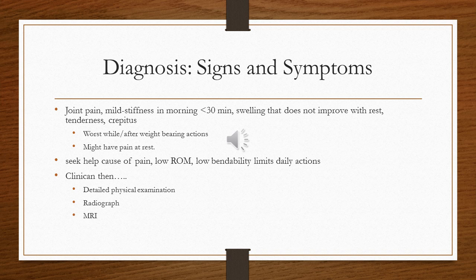Signs and symptoms of knee osteoarthritis include joint pain, mild stiffness, swelling, and tenderness. People usually seek help because of the pain, because of the low range of motion, and because of low bendability, which limits daily actions. The clinician then does a detailed physical examination, radiograph, and/or MRI.